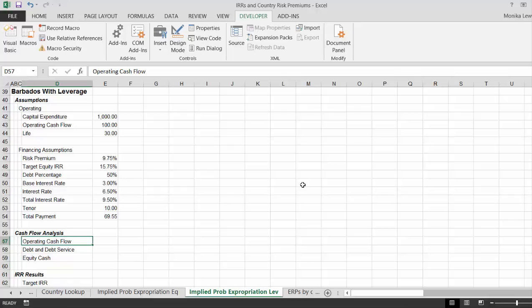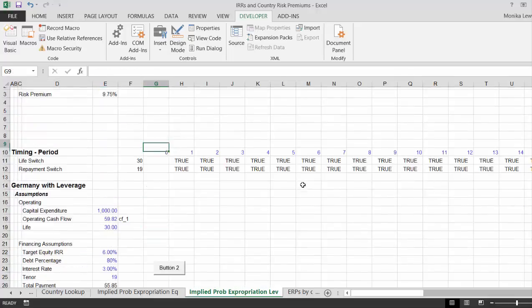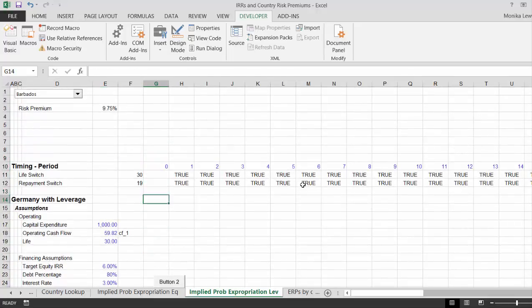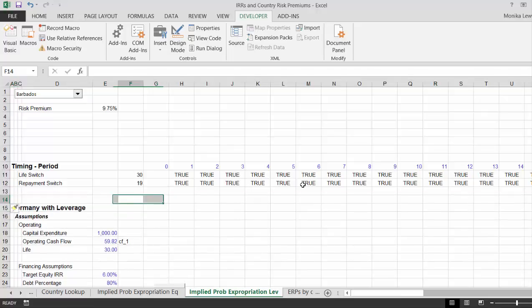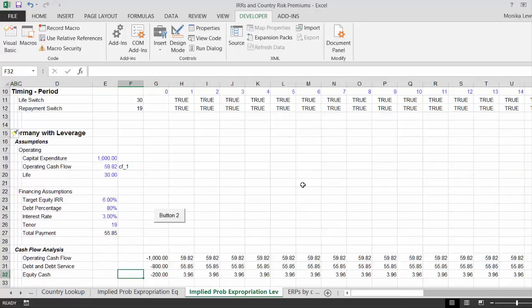So our operating cash flow, just like we had before. Now, why don't we go down a little.